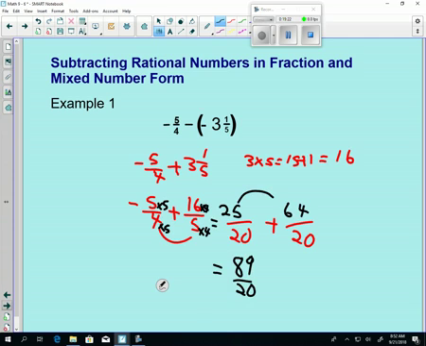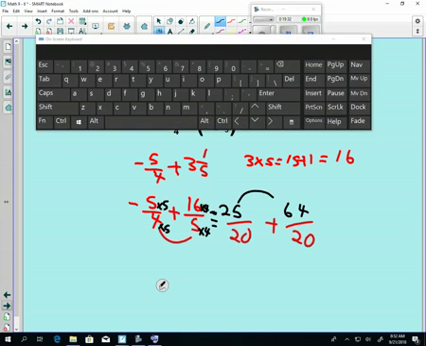Oh, you're right. Mistake. This is negative. So this is a negative 25. So negative 25 plus 64. That's going to change the final answer. That's going to be positive. Bigger number is positive. So we add those two together. We have 39 over 20.